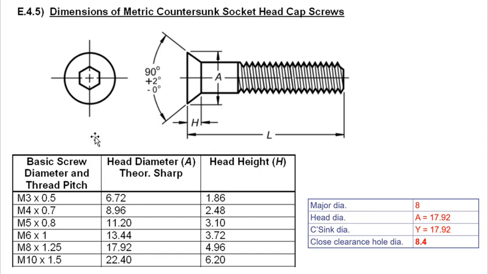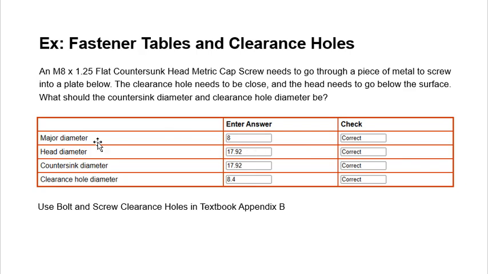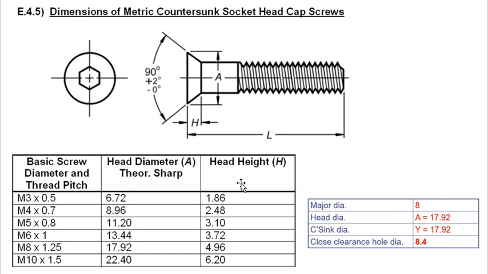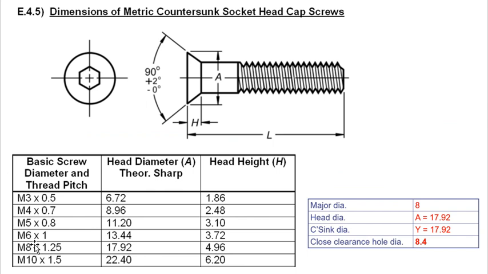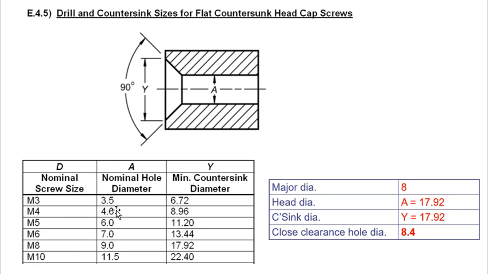Next, I'll show you where to go in order to get these right. It's not calculation, it's just reading. You're dealing with 8, so you go to the 8. Here you've got all of that: 17.92 right there, the head diameter. Now go to the next table, and go to 8 again.